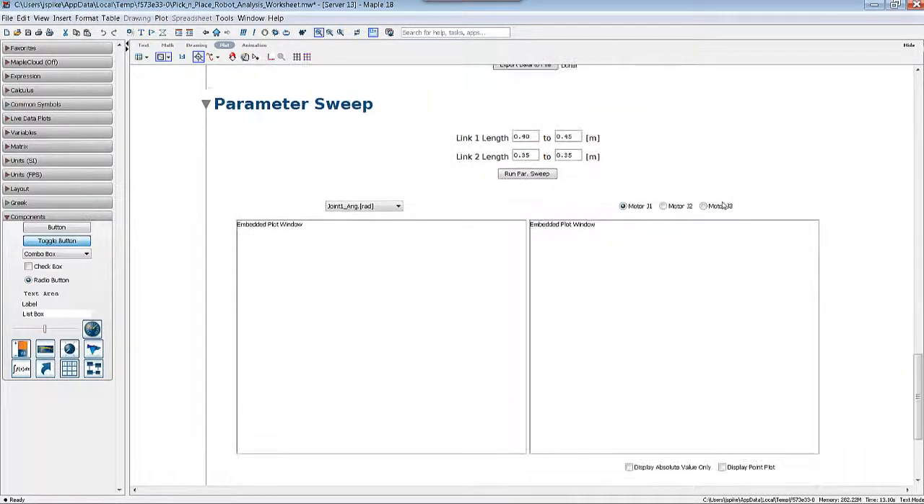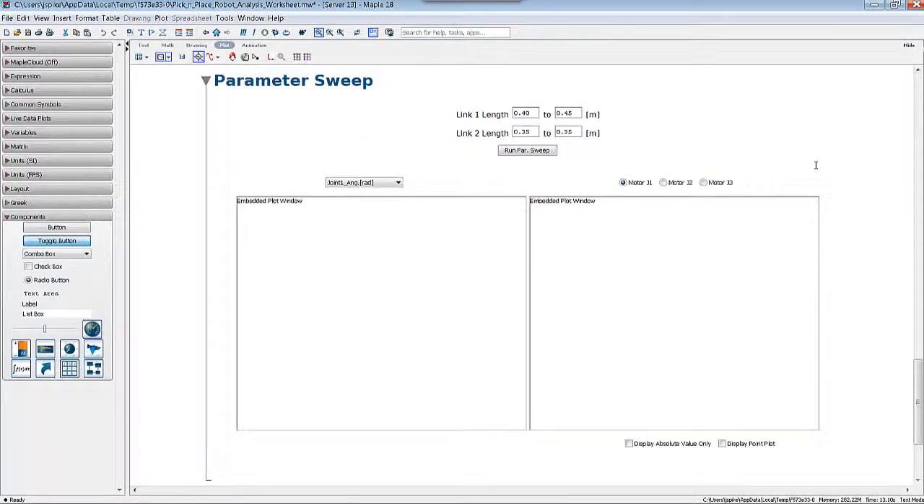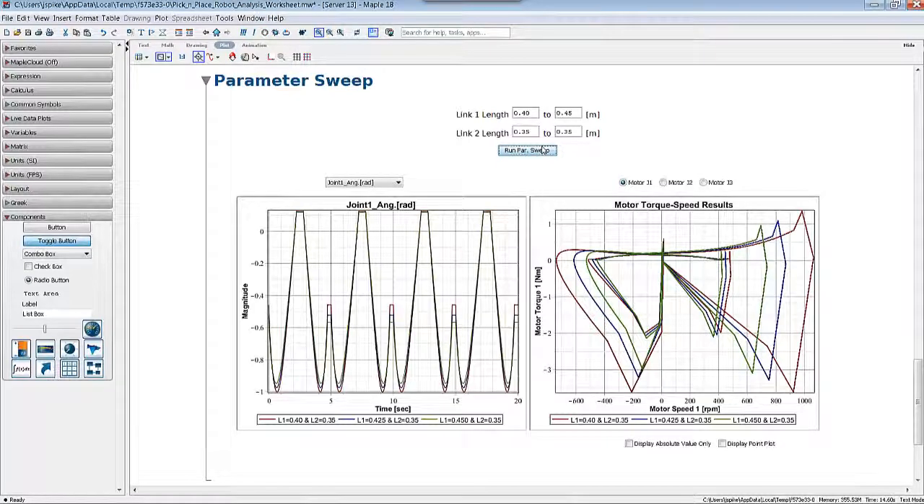The last feature that is listed is the parameter sweep tool in this model. Here we can change the link lengths. For instance, link 1, I have a range from 0.4 meters to 0.45 meters, and link 2 I have set to the same value. So I'm only sweeping through changing values of link 1. I can run the parameter sweep analysis. It's a very fast process by using the multi-processing and multi-threading capabilities of the computer that I compiled on here. And that's an automatic feature that comes as part of the parameter sweep tool.